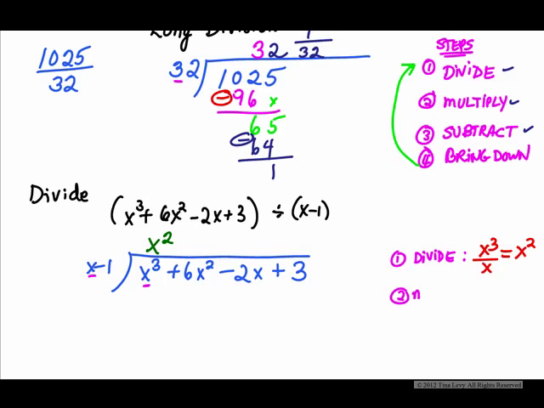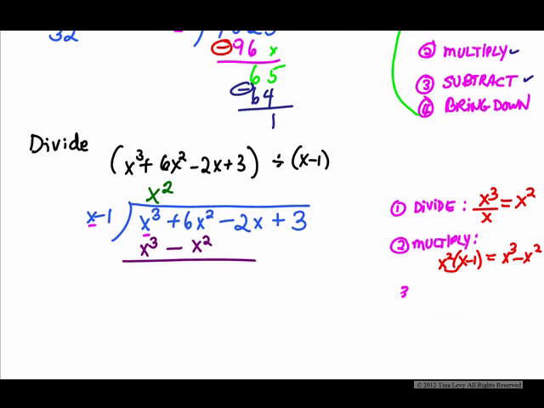Our next step, as we can see, is to multiply. We are going to multiply that x squared times both the x and the negative 1. We are multiplying x squared times x minus 1, which you can see x squared times x gives us an x cubed. X squared times negative 1 is minus x squared.